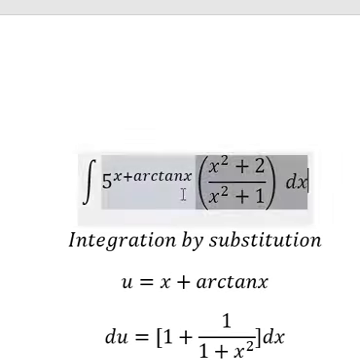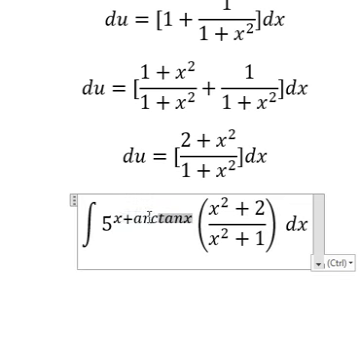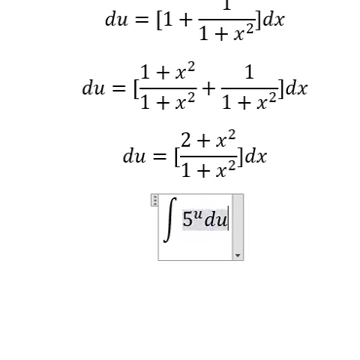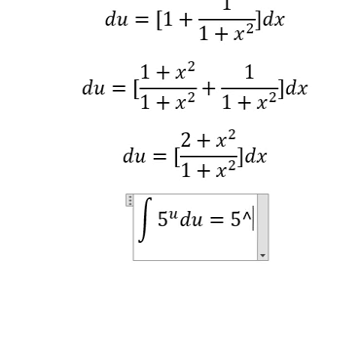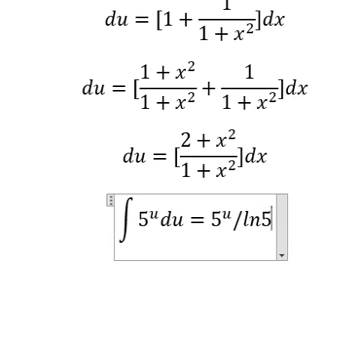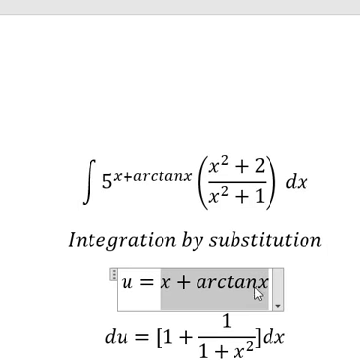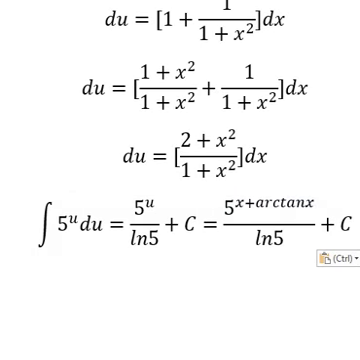Now we go back in here. This one in here, we change for u. This one in here, we change for du. The integration of 5 to the power of u is 5 to the power of u over ln 5, and we put plus c. Then u is this one. And this is the final answer.